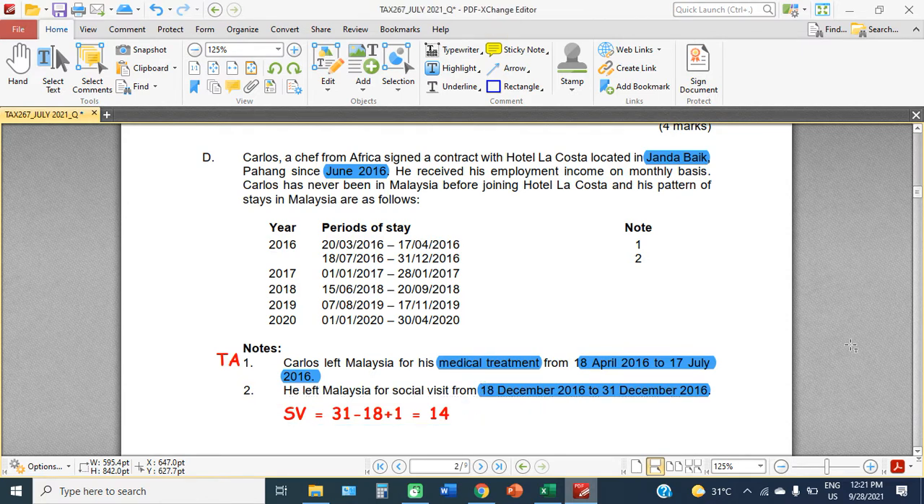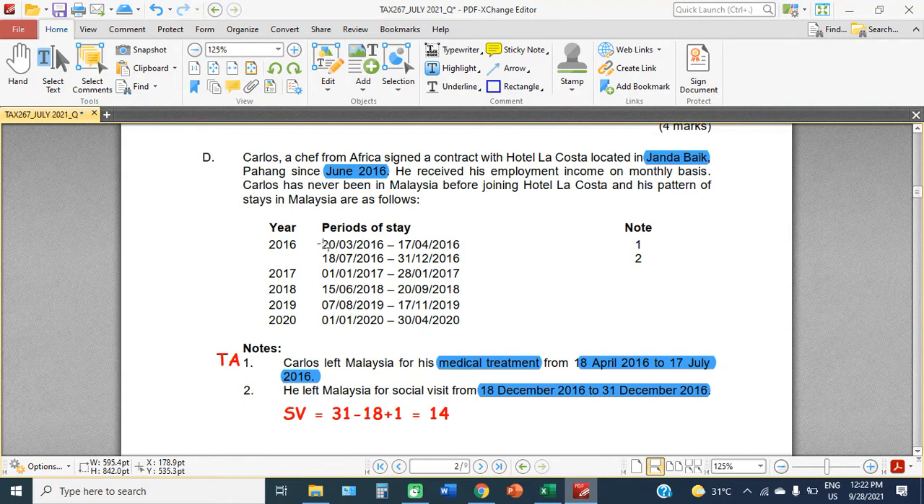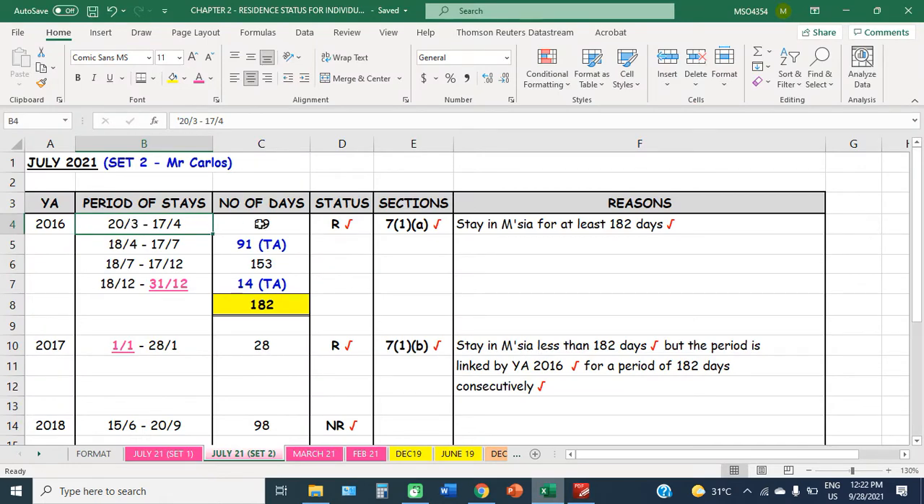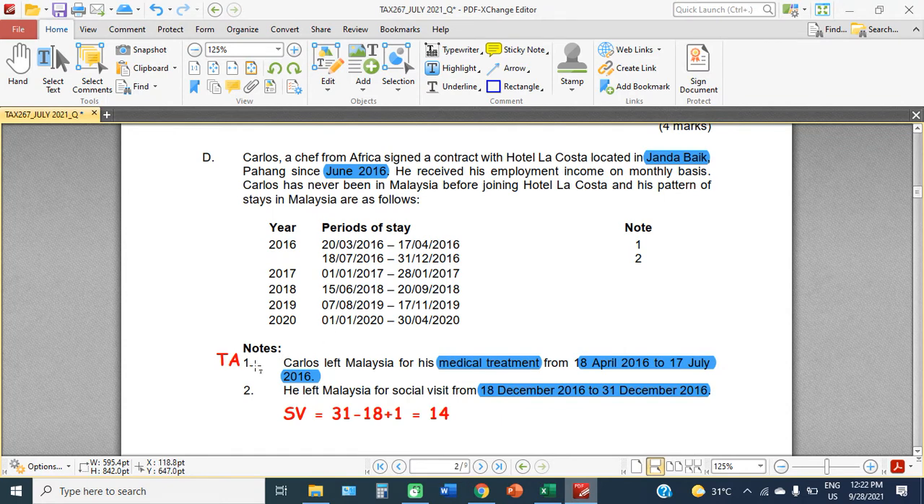Okay, next. Let's identify one by one starting from 2016. Be careful guys, because we have 2 TA, note number 1 and note number 2. So 2016 here, starting from 20th March until 17th April. Record here, 20th March until 17th April. Followed by note number 1, continue, 18 April until 17 July. This is TA.